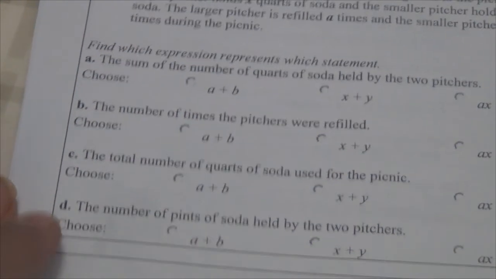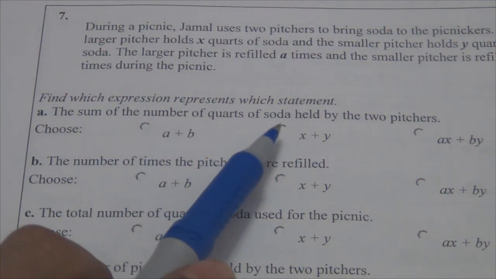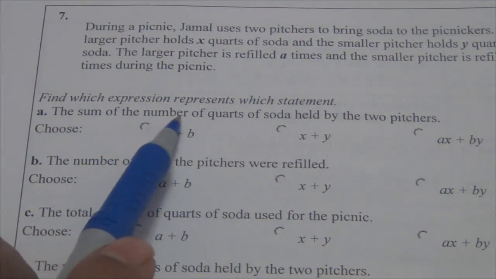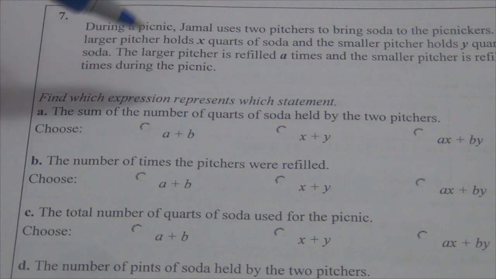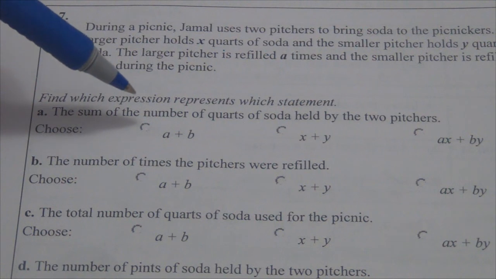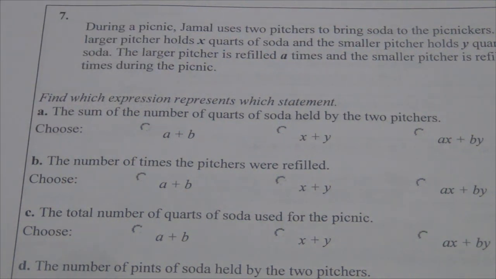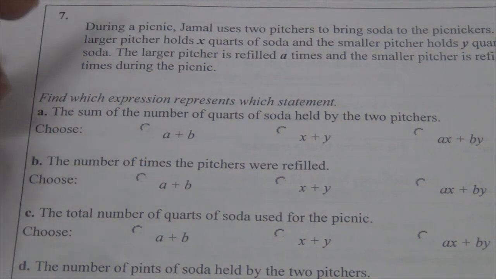Okay, look at the top one. The sum of the number of quarts of soda held by the two pitchers. The sum of the number of quarts. Okay, so that would be what? That would be x plus y, correct? Let me see. Just want to make sure I am doing what I'm doing correctly. Let me just check. Yep, I'm doing it correct.